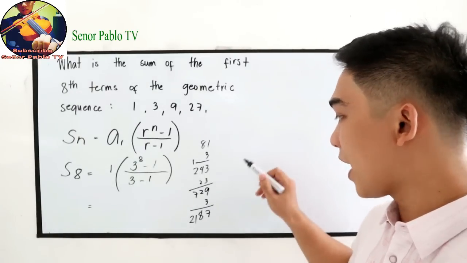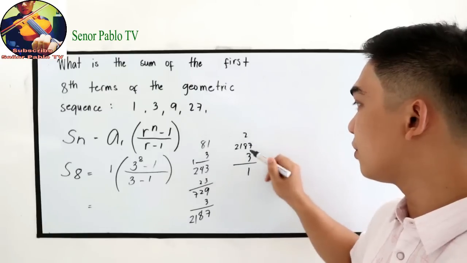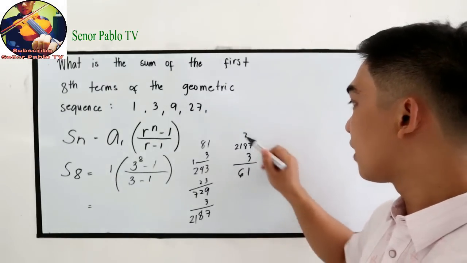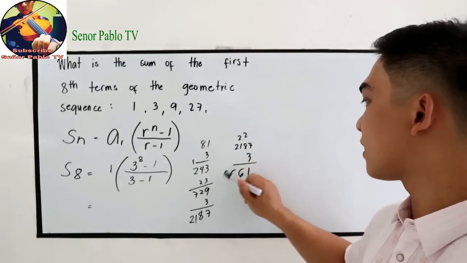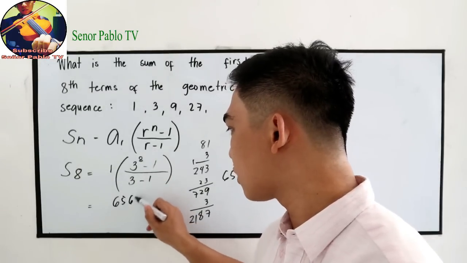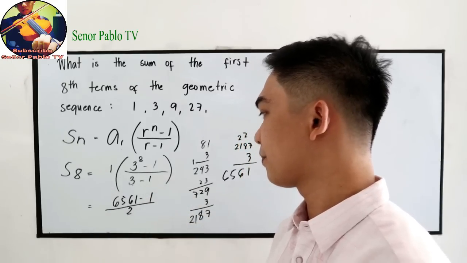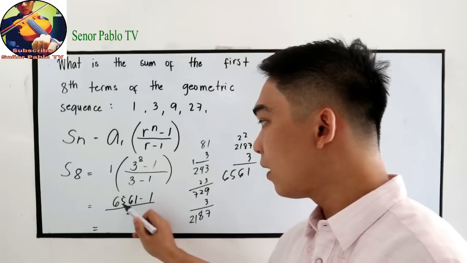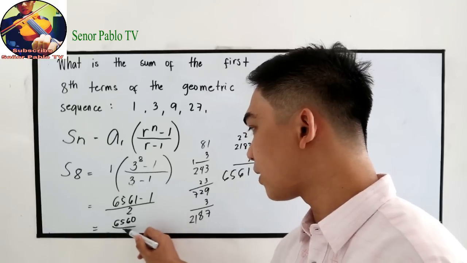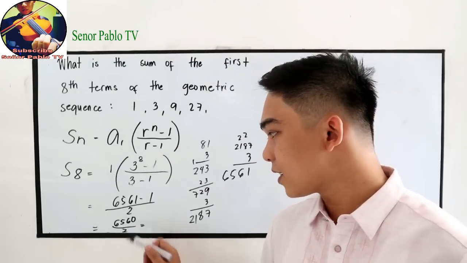Next, 7. Then 8 natin, 2187 times 3. So we have 1, carry 2, 8, 16, 24, plus 2, 25, 26, carry 2, 3, 5, then 6. 6, 5, 6, 1. Yan, see? 6, 5, 6, 1 minus 1 over 3 minus 1, that is 2. Next, 6, 5, 6, 1 minus 1, that is 6, 5, 6, 0 divided by 2.